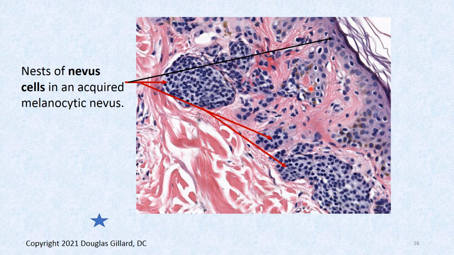Here's the histological analysis of this. These are real nest cells here. Pretty close. There's the top. There's the top of the epidermis. There's the stratum corneum there. Stratum basale. So this is probably a junctional nevus.